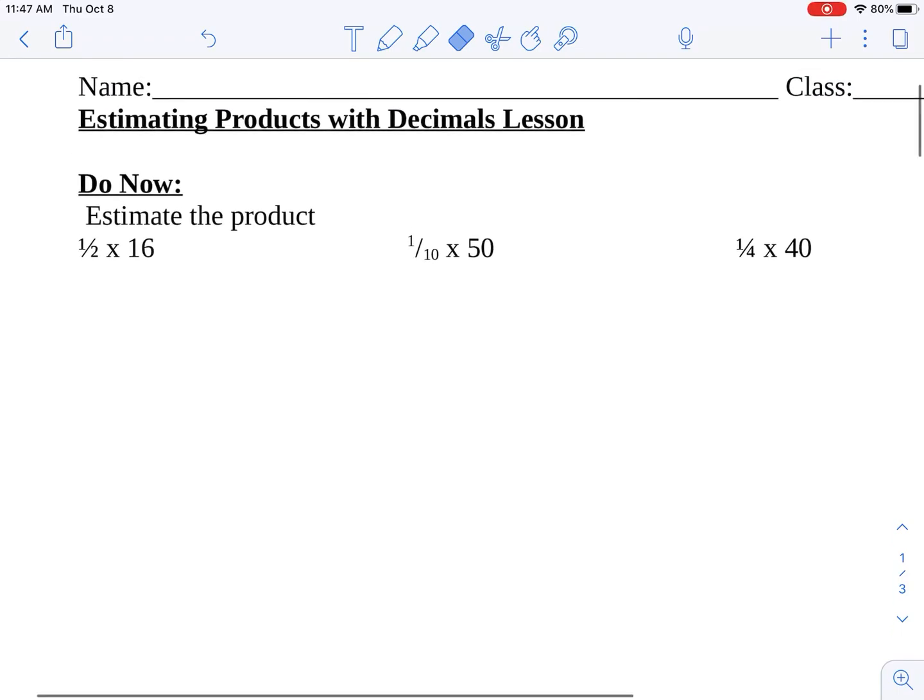Today we will be estimating products with decimals, and this is the lesson we did in class in case you missed it or you want to review it. So in our Do Now, we wanted to estimate each of the products. So let's go through each one of these.